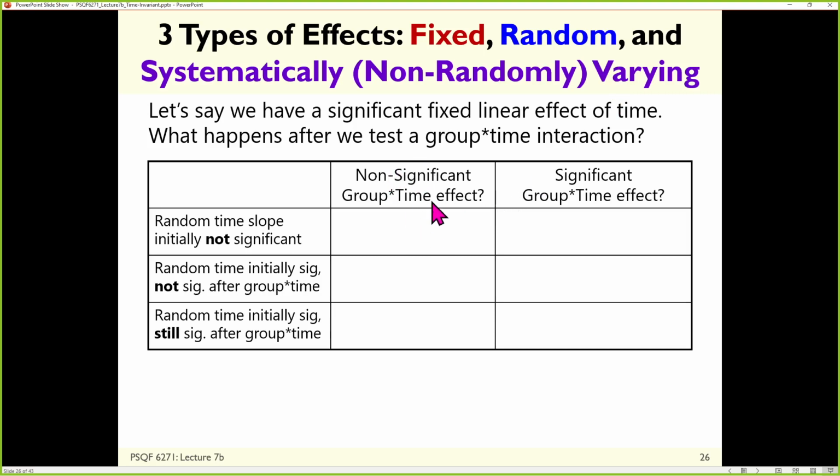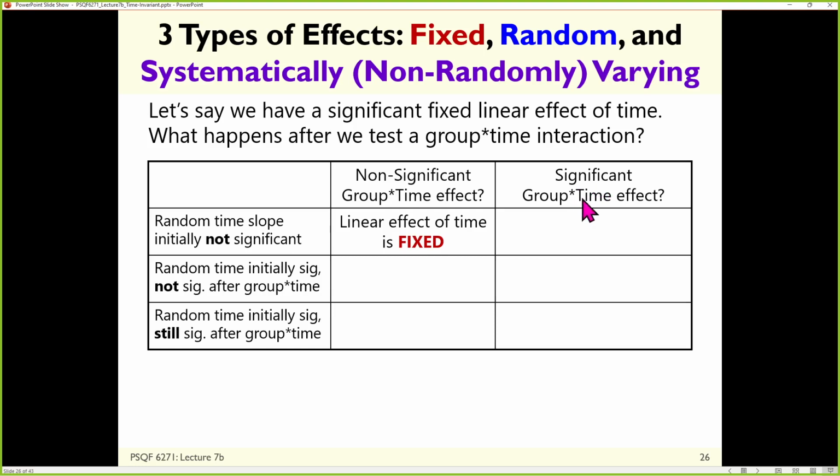So on the left-hand side is the situation where that group by time cross-level interaction would be non-significant in the model, and on the right-hand side would be if it were significant. The rows then dictate what happened with respect to the random time slope before versus after including these cross-level interactions. So if the random time slope were initially not significant, if you fit your growth models, it looked like everybody didn't need their own slope, so you didn't put it in, and the group by time cross-level interaction is non-significant, then the word that I would use to describe the linear slope is fixed. Everybody gets the same. It is an estimated constant that everybody shares.